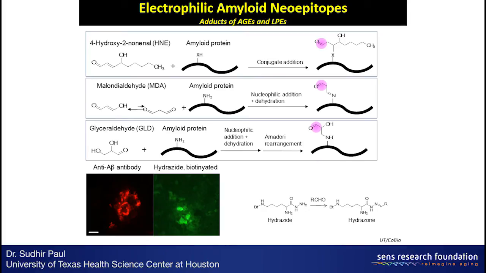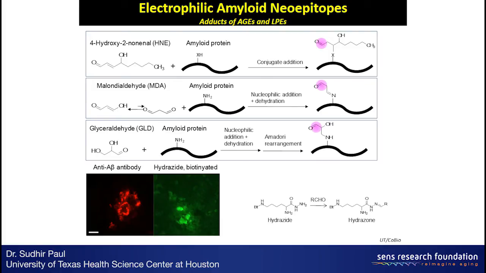These compounds can react with amyloid beta peptide, forming these keto modified groups. So this is amyloid peptide shown on the right with keto groups, and these keto groups are electrophilic. Here is a hydrazide treated amyloid plaque in the brain. The green indicates the presence of the keto groups.